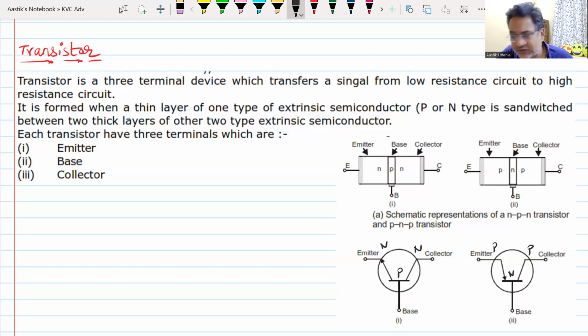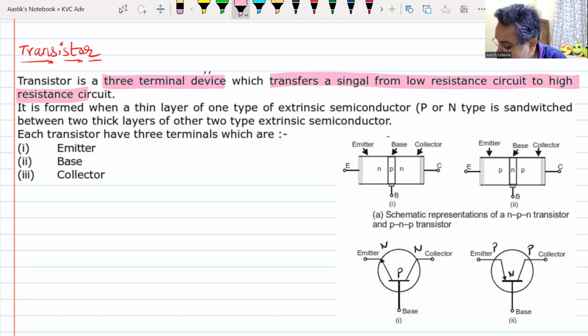The next heading is a transistor. Now, in olden days, when there was no TV, people used to listen to radio. They used to call them transistors. This is not the transistor that we are talking about. We're not talking about a radio transistor. Well, then what is the transistor that we are talking about? It's an electronic device. It's a three-terminal device. A PN junction has only two terminals, one at the P side, the other at the N side. This is a three-terminal device. What does it do? It transfers a signal from a low-resistance circuit to a high-resistance circuit. How is it formed?